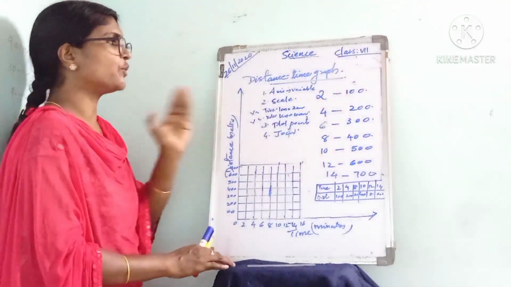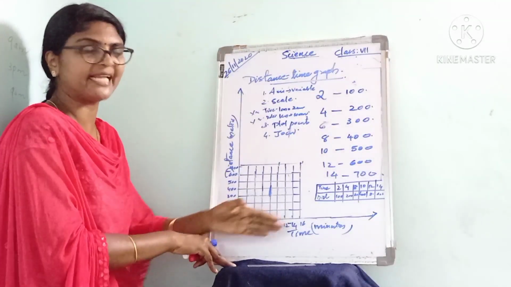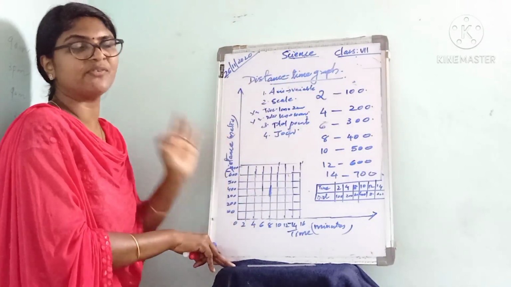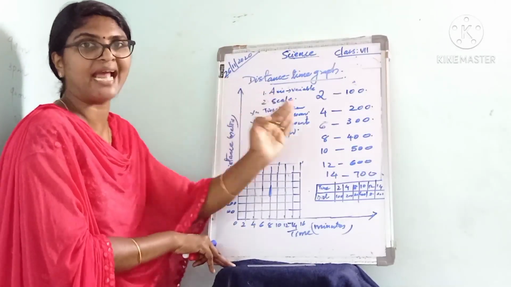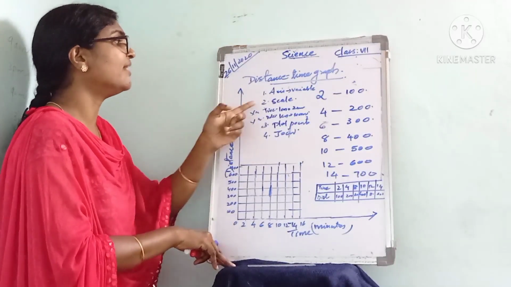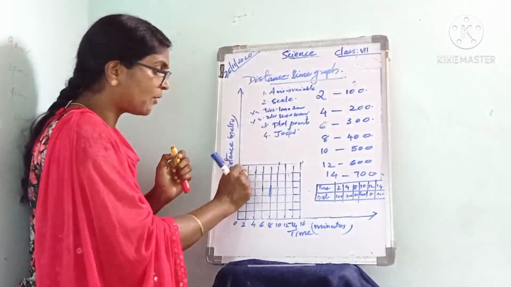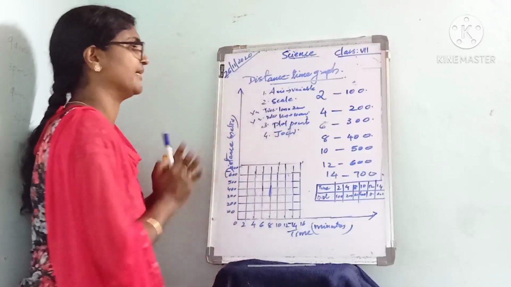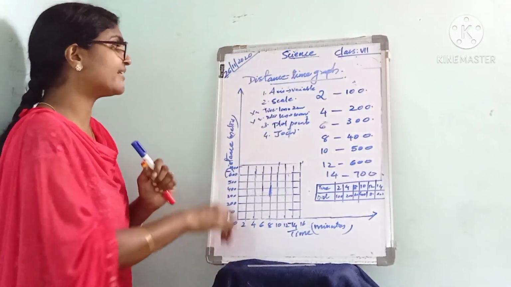We have to choose corresponding variables. The time is represented along the x-axis and the distance is represented along the y-axis. First, we have to decide which variable goes along which axis. The second thing is the scale. You know, in graph paper, small squares are there. Here, each square is taken as 1 centimeter.